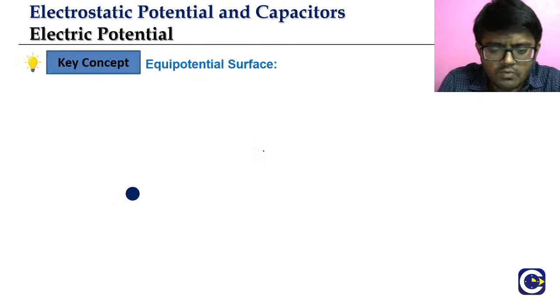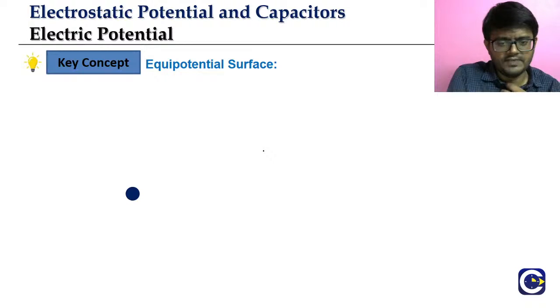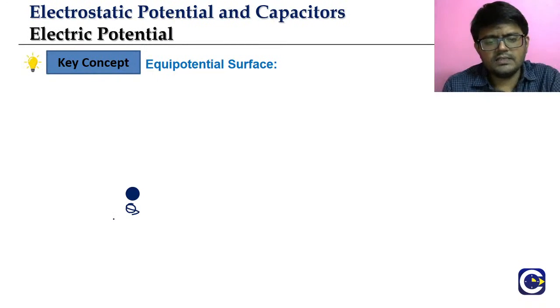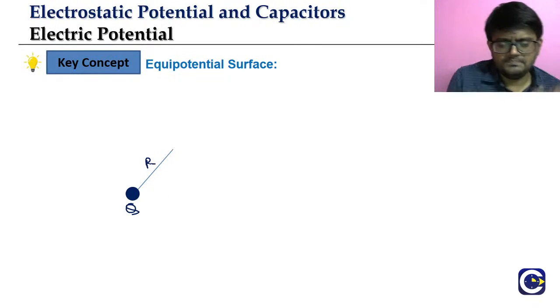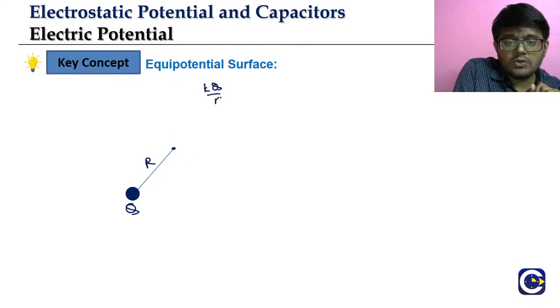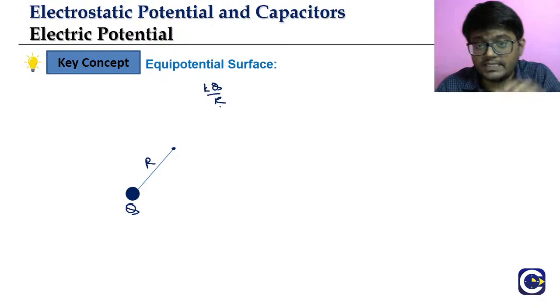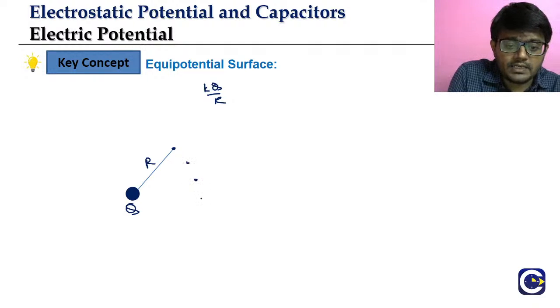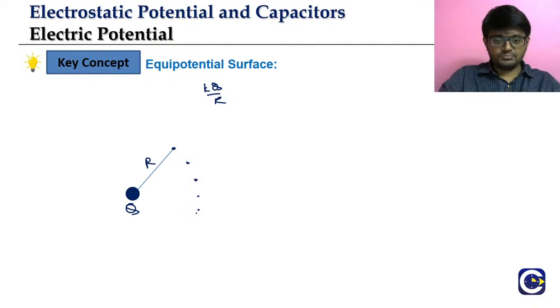So paranga, what is this concept of equipotential surface? See, if you have a charge Q, okay, at a particular distance R, you measure what will be the potential at this point because of the charge: KQ by R. What will be the potential at that point? It will be KQ by R. Okay, you take any point at the same distance R, what will be the potential value at any of these points? The same value only.